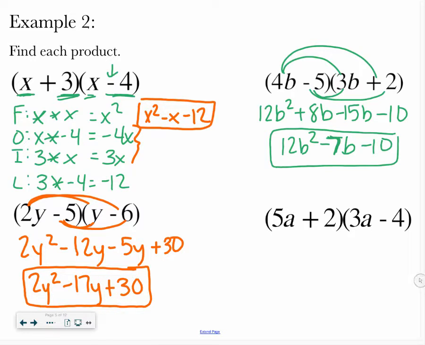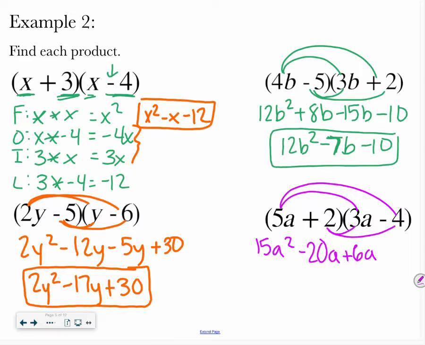Okay, so hopefully doing so many of these is helping you see the pattern and will help you get through these a little bit quicker than you might start off at. 5a times 3 is going to give me 15a squared, minus 5a times 4, which is minus 20a. 2 times 3a is going to give me a positive 6a. And 2 times the negative 4 is going to give me a negative 8. So I end with 15a squared. I combine my middle two terms. That's going to give me a negative 14a minus 8.